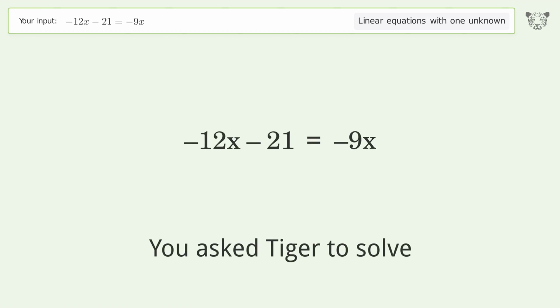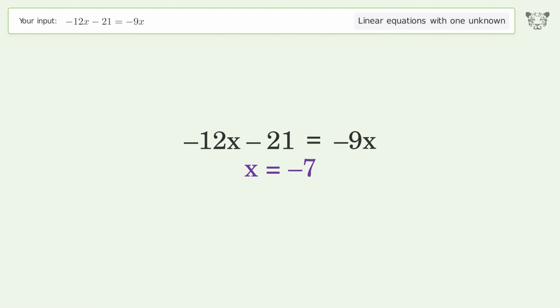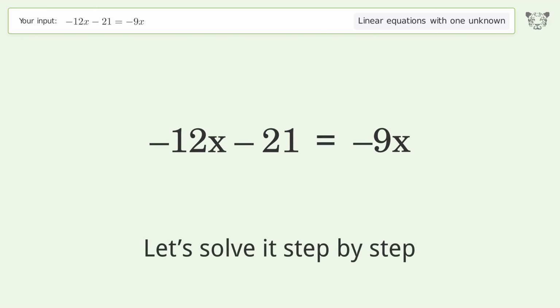You ask Tiger to solve this. It deals with linear equations with one unknown. The final result is x equals -7. Let's solve it step by step.